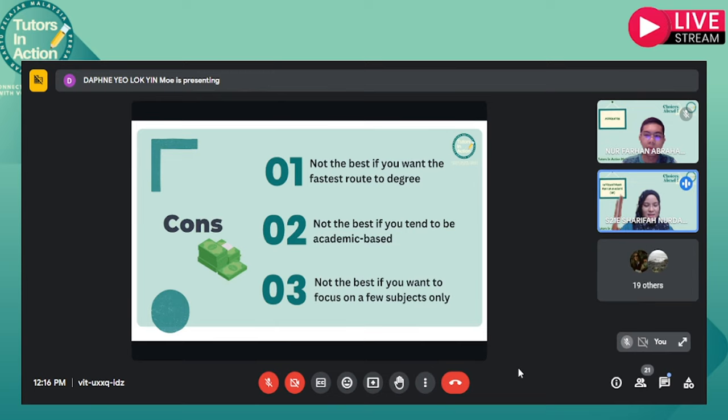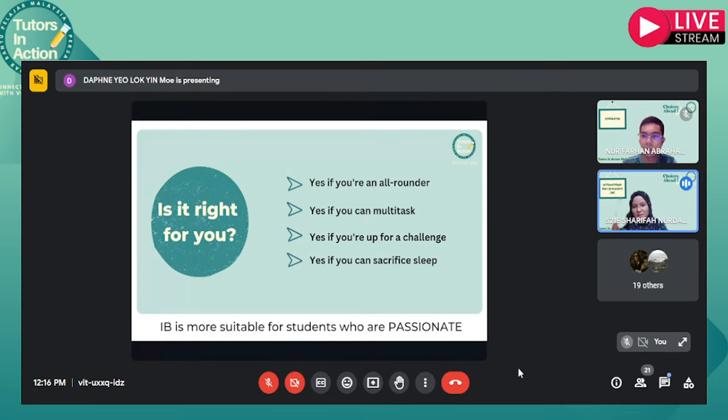Is it right for you? Yes, if you're an all-rounder, if you tend to find joy in learning a little bit about everything. Also, if you can multitask, if you can handle different things at once. Also, if you're up for a challenge, then IB is definitely for you. And also, yes, if you can sacrifice sleep.